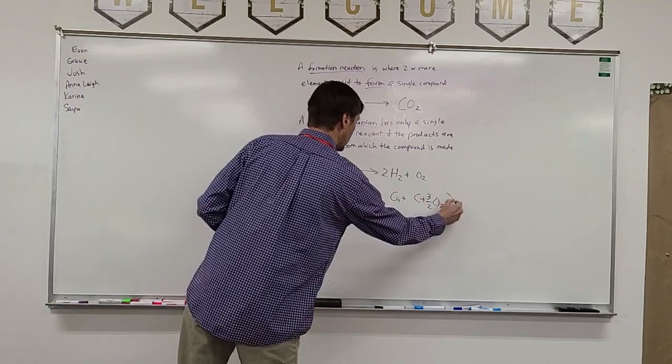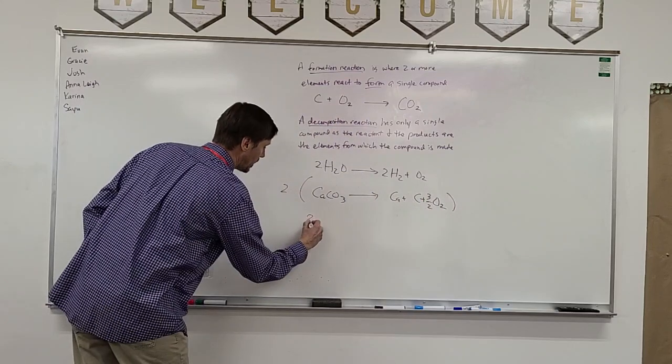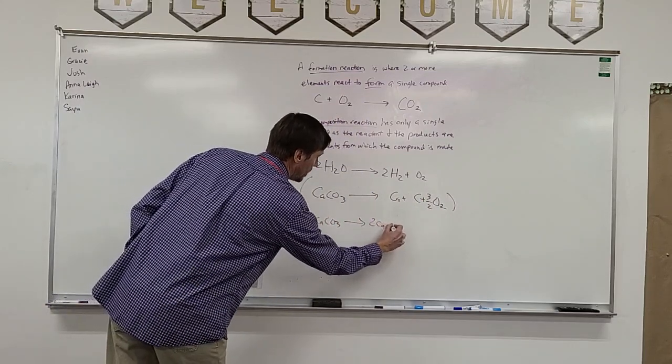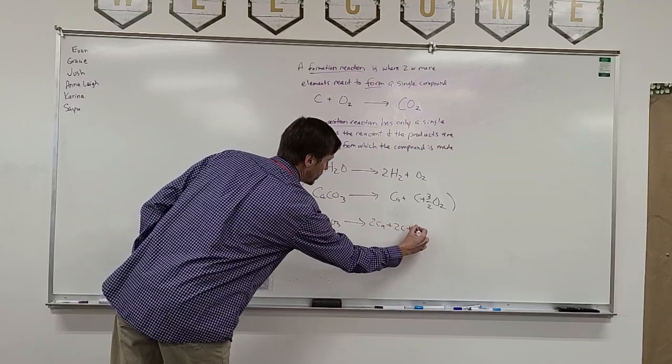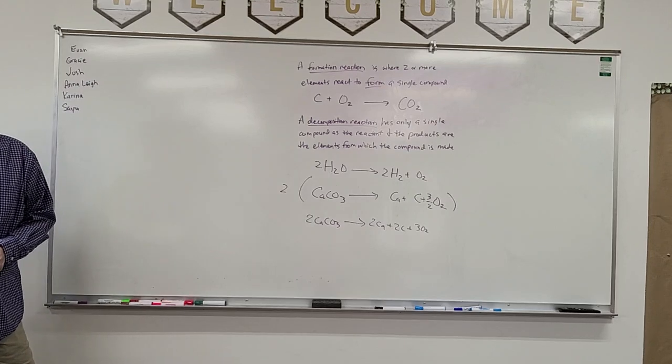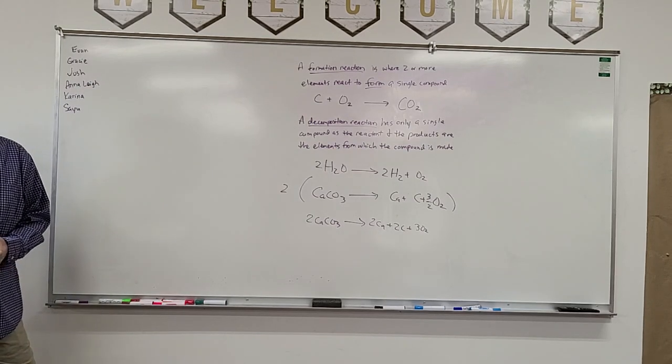I'm just going to put a big 2 around the outside here. And so then when I do that, I get the same thing that we had before, right? 2Ca plus 2C plus 3O2. So I would have gotten the same thing if I'd used the fractional solution as well. All right?